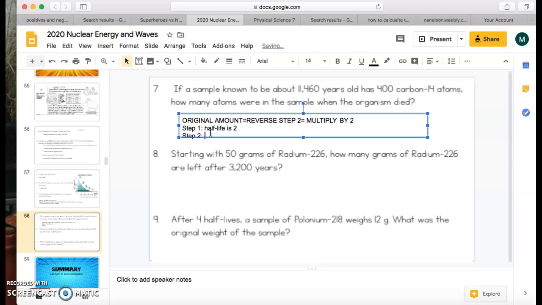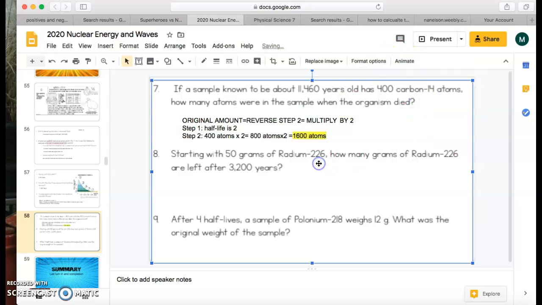So we know we ended with 400 atoms. Now, because we're going backwards, this time we're going to multiply by 2. So after 1 half-life, we had 800 atoms of carbon. But we went through 2 half-lives, so we're going to multiply by 2 again. This time, we have 1,600 atoms. This means that before 11,000 years passed, the original amount was 1,600.